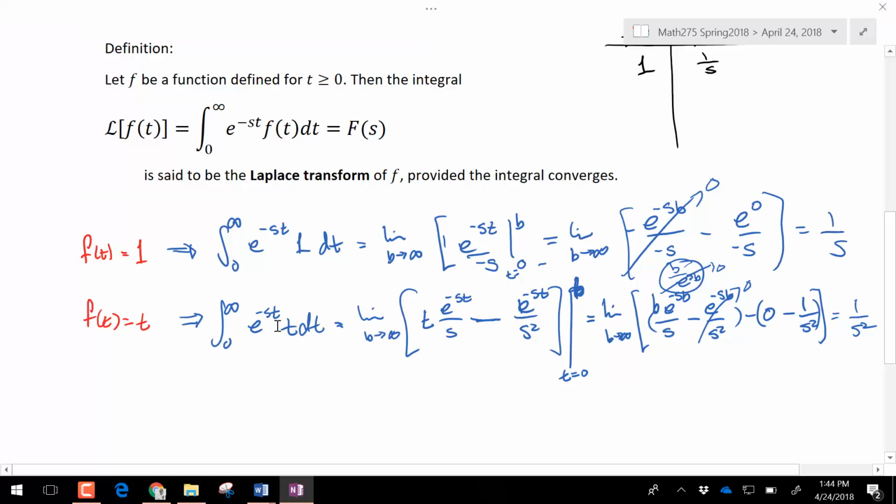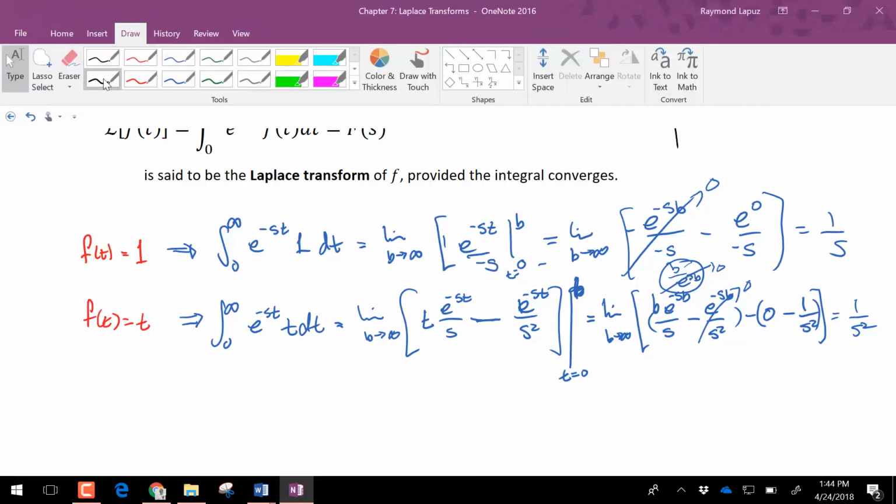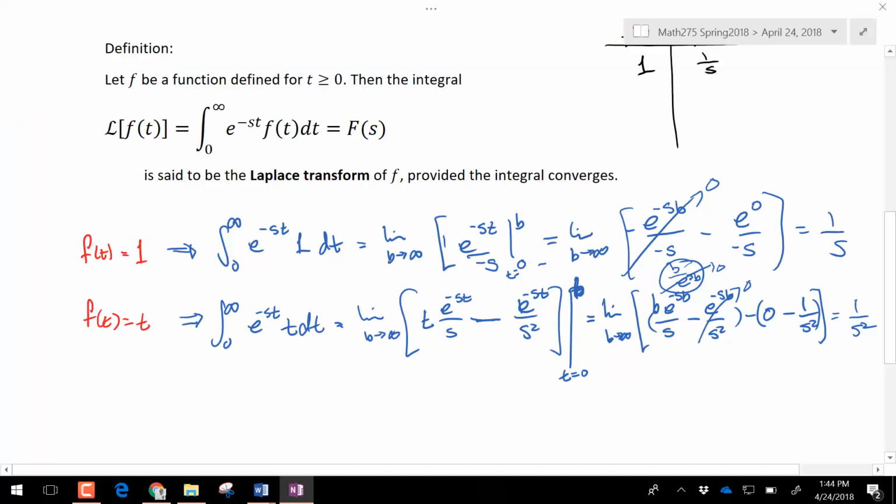The way I did this integral is I took integration by parts. If you were to guess what t squared is going to look like, what do you think it'll look like? 1 over s cubed? It's close.